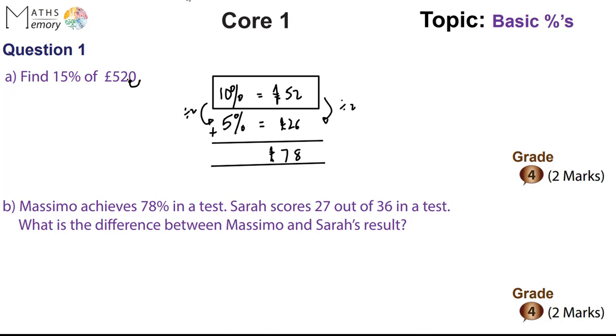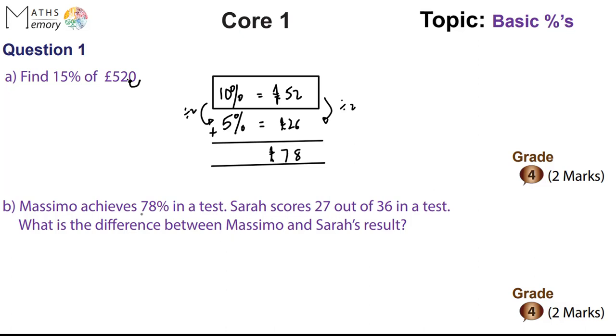Part B, Massimo achieves 78% in a test. Sarah scores 27 out of 36 in a test. What is the difference between Massimo and Sarah's result? Again, non-calculator. Let's see if you can work with this idea of two whole numbers and find a percentage from this. So we're comparing two different students.